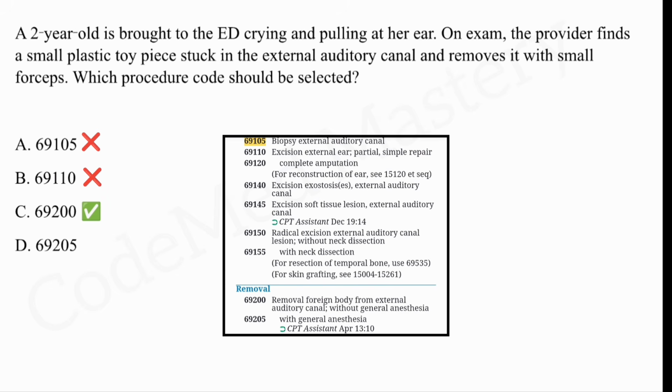Option D, 69205, they have given with general anesthesia. In the question, they have not mentioned general anesthesia anywhere. So eliminate option D. Next question.